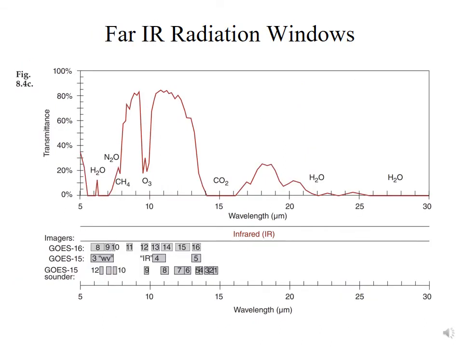If we look at the far infrared, we have a very large window, essentially extending from about 8.5 micrometers all the way up to about 13 to 13.5 micrometers. We actually refer to this as the atmospheric window. This happens to be the wavelength range for the maximum emission of radiation from the Earth, and the atmosphere is largely transparent to this infrared radiation that is emitted by the Earth. If that were not the case, then the Earth would be much warmer than it currently is.